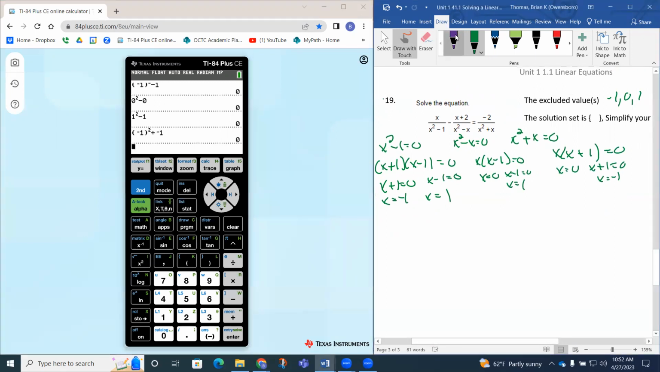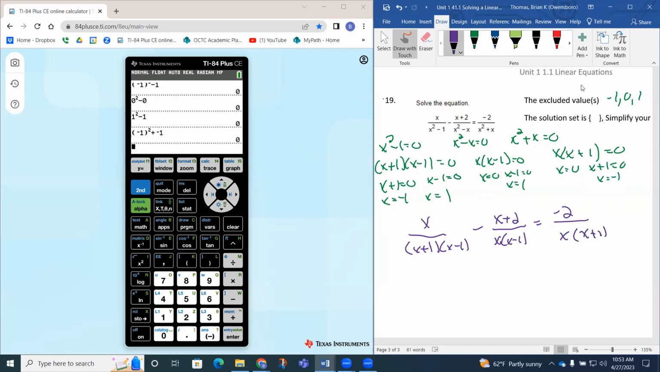But notice how I've already factored the denominators, so I'm going to take advantage of that. So x over x squared minus 1, which we factored into x plus 1 times x minus 1. Then we have minus x plus 2 over x squared minus x, which we factored into x times x minus 1. Then there's our equal sign. Then we have negative 2 over x squared plus x, which we factored into x times x plus 1. So finding the exclusions also helped us go ahead and factor the denominators a little bit. So why do we factor the denominators?